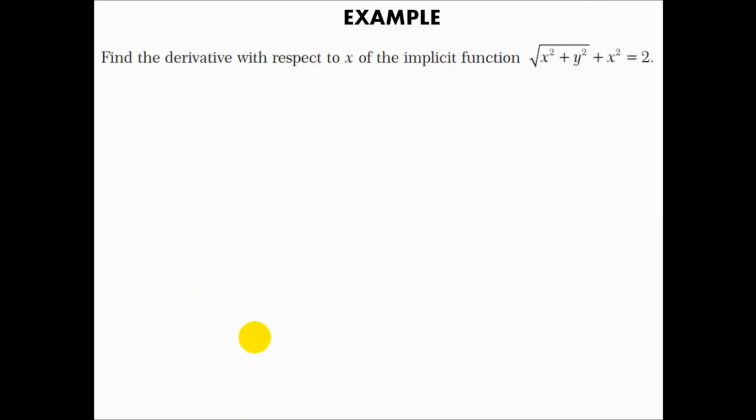Okay, the last example I want to tell you here is: find the derivative with respect to x of the implicit function square root of x squared plus y squared plus x squared is equal to 2. In here we must derive one by one because it is with respect to x, so we can get the dy over dx. The first term is square root of x squared plus y squared in here, and we can use the power of half, and plus d over dx of x squared, and d over dx of 2.